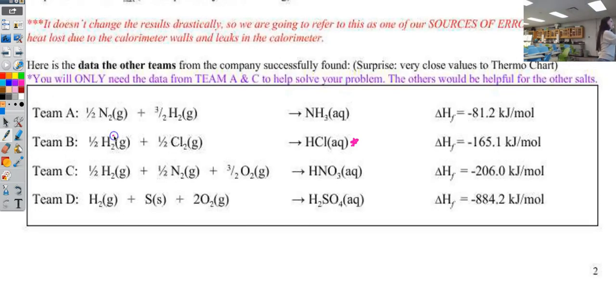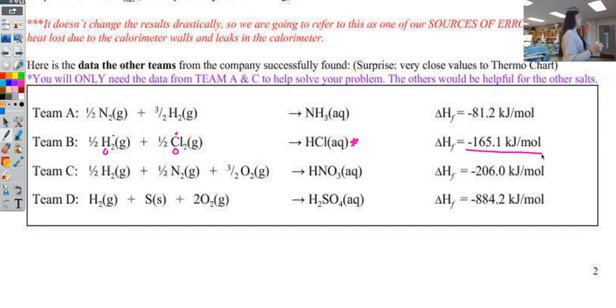And these are elements in their standard states, which means these both have zeros in value of kilojoules per mole, but we see it's negative 165.1. It's really close, okay? So I'm saying that it's experimental. It says you will only need the data from teams A and C to help solve your problem. The others would have been helpful if we were doing the full lab where different groups had different salts, okay?